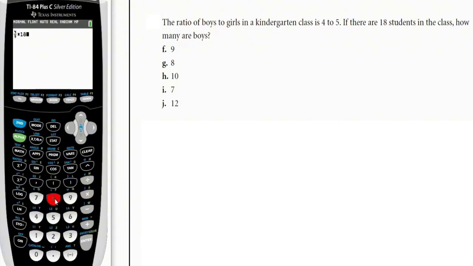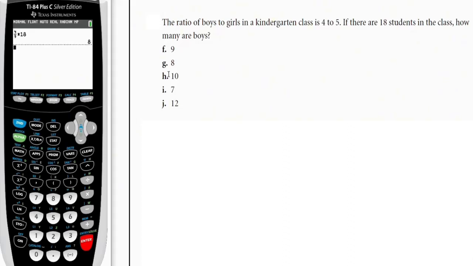Alright, so that's it guys. This is 18 over 1. We're good to go. So let's press enter now to see the output, and that will give you how many boys in the class. 8. Alright, 8 boys. So the correct option here is what? Option G. Alright, so it's as simple as this.